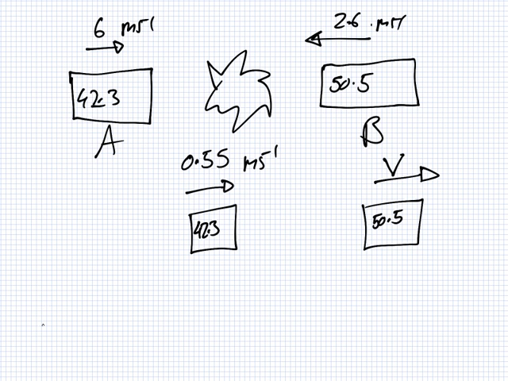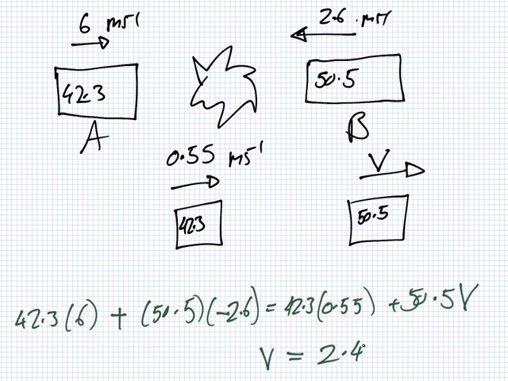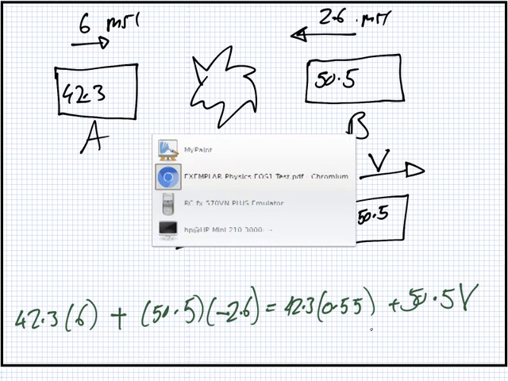So, here's the answer. 42.3 times 6 plus 50.5 times minus 2.6 equals 42.3 times 0.55 plus 50.5 times V. And solving this gives you what for V, Yusuf? 2.43, but Lee got another answer. What did you get, Lee? 1.9. 1.97. Right, let's have a look here.